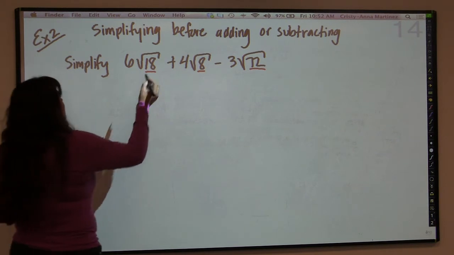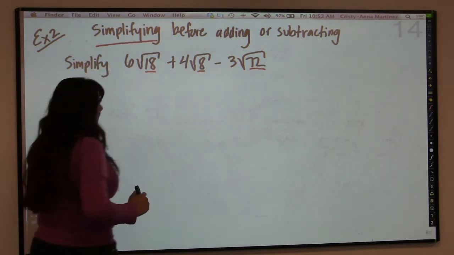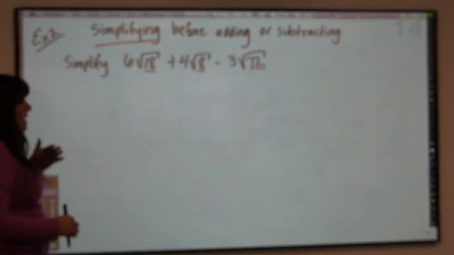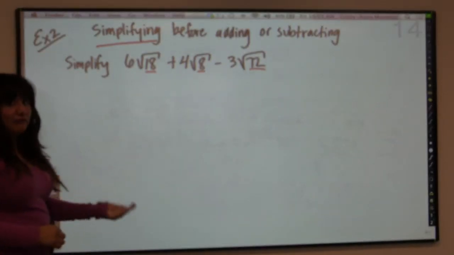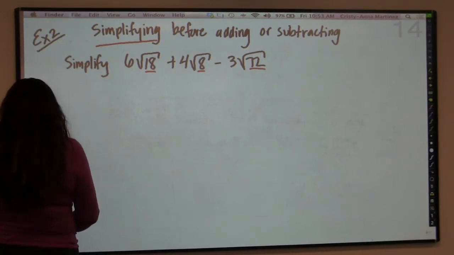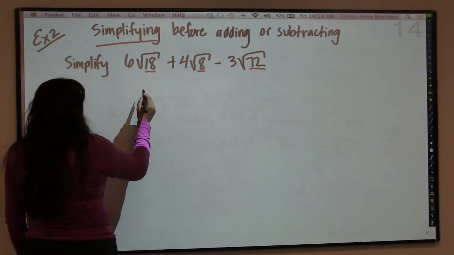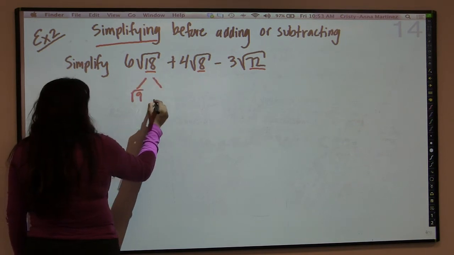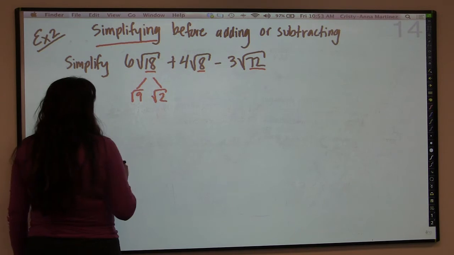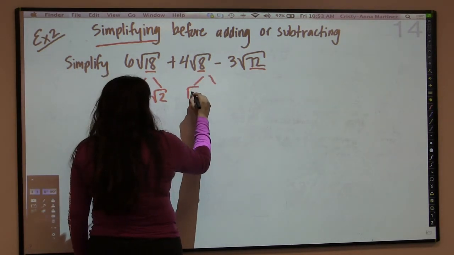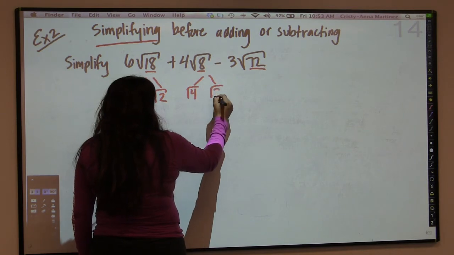But it does say simplify before adding and subtracting. And so in this case, don't assume that just because it's not a like radical right away, that it won't be after you simplify. In this case, we have to simplify first, which means we have to break down the radicals. So we know that the square root of 18 is the square root of 9 times the square root of 2. We know that the square root of 8 is the square root of 4 times the square root of 2.